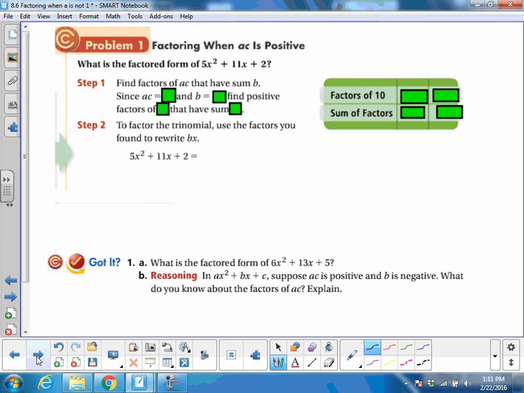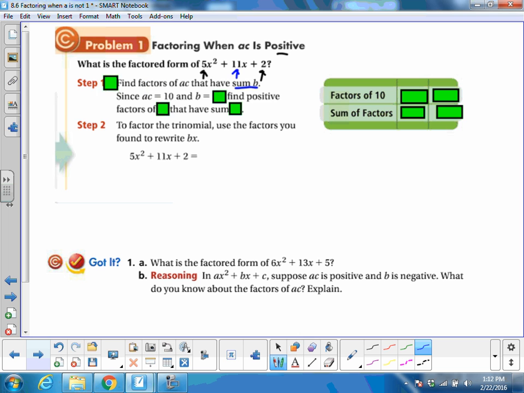Let's practice this a little bit. You'll start to see how this happens. So we're going to factor 5x squared plus 11x plus 2. Let's start off with all the positive ones. Everything's nice and positive. Let's stay positive. So we're going to find the factors of a times c. This is my a, and this is my c. So we're going to find the factors of a times c that have a sum of b.